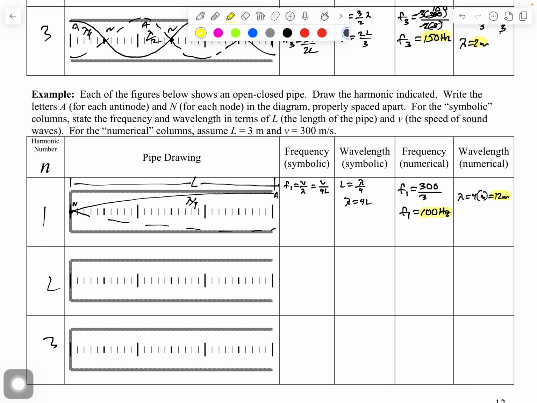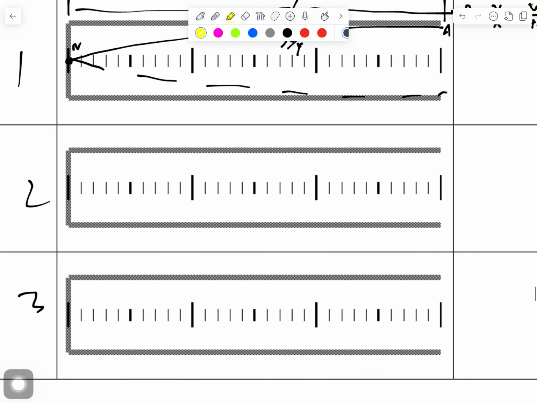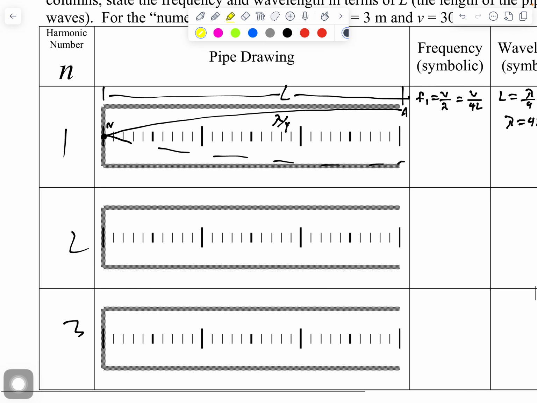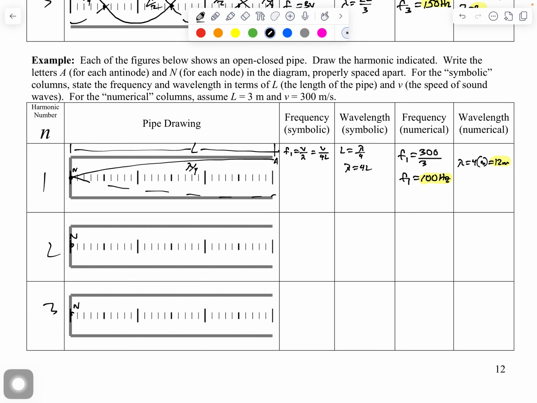All right, let's numerically figure this out, okay? Now, I know for the second harmonic, I need to have 2 nodes and an antinode. So where here I only have 1 node and an antinode, I need to have 2 nodes and an antinode. So I'll have a node here for sure. I'll always have a node there. Okay, but now I need another node a certain distance apart.